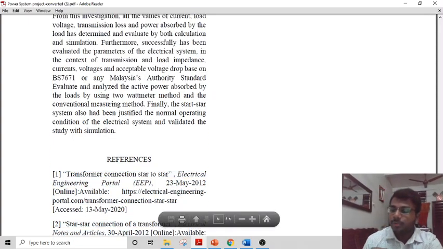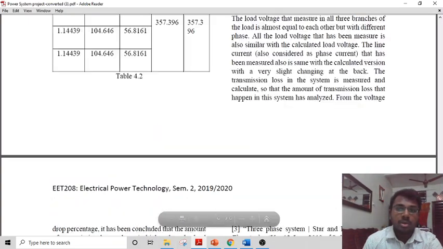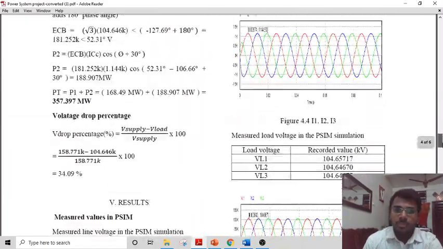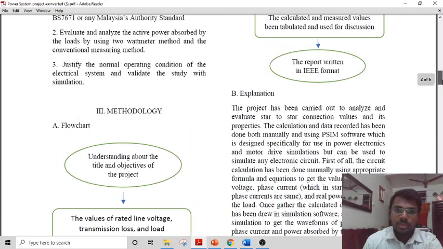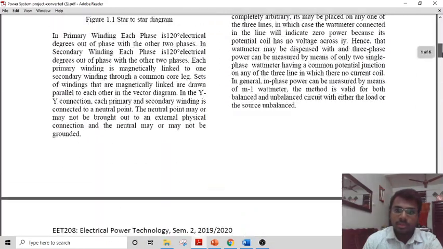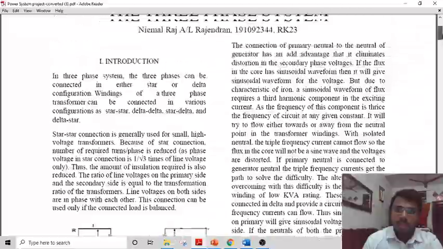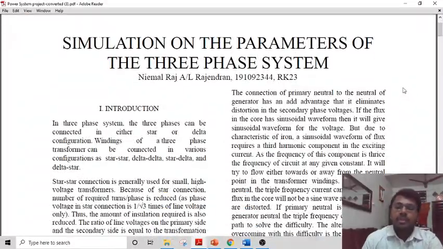I guess I've covered all the stuff here: the waveforms, the transmission loss, the methodology. This is what our project is about.